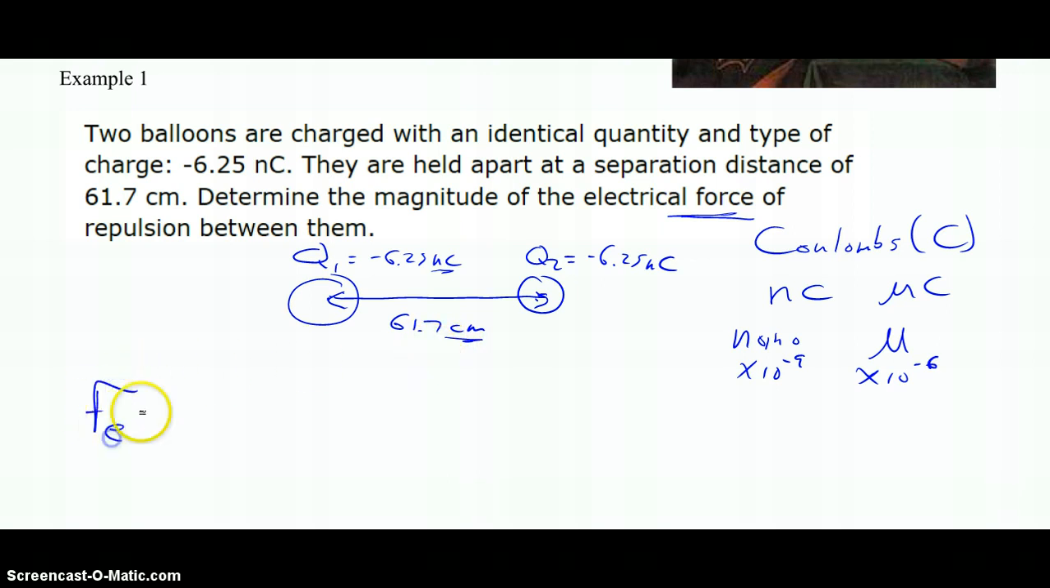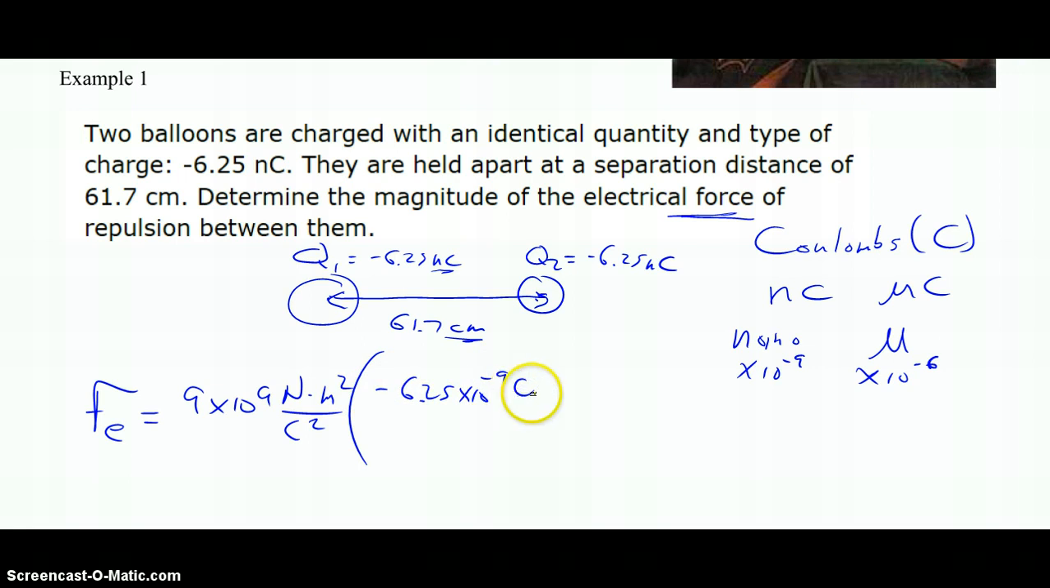So the electrical force is going to be equal to K, so that's 9 times 10 to the ninth newton meters squared over coulomb squared, multiplied by negative 6.25 times 10 to the minus ninth coulombs, and then you multiply by itself again, negative 6.25 times 10 to the minus ninth coulombs. In this case, we multiply by itself because both the charges are the same. If the two charges are different, you'd multiply the two different charges.